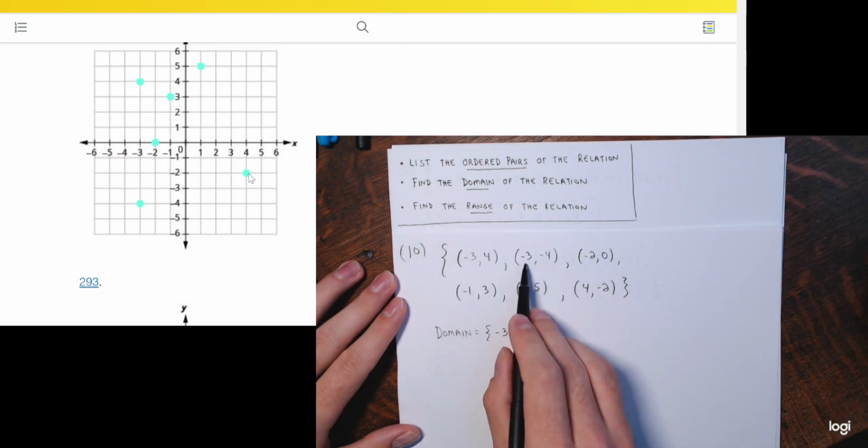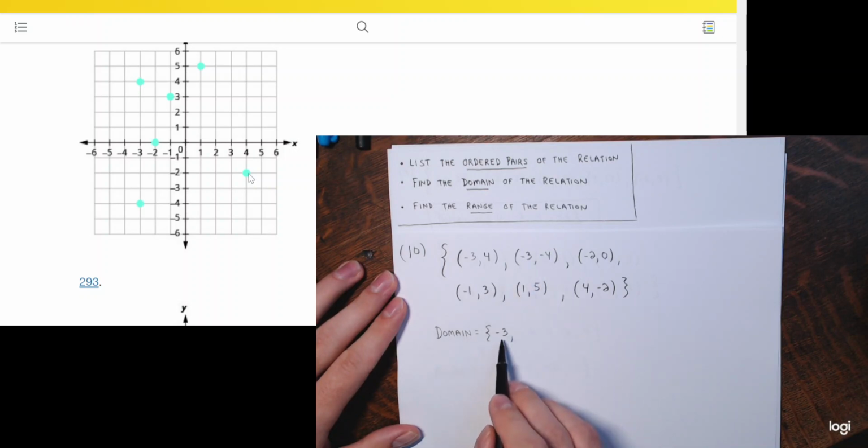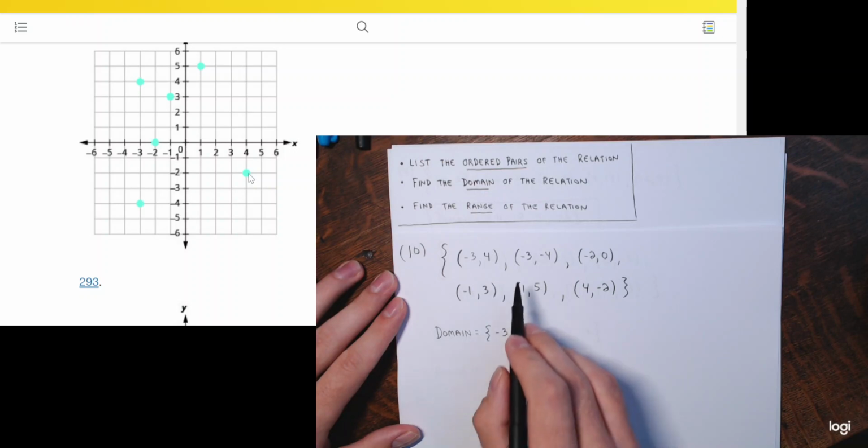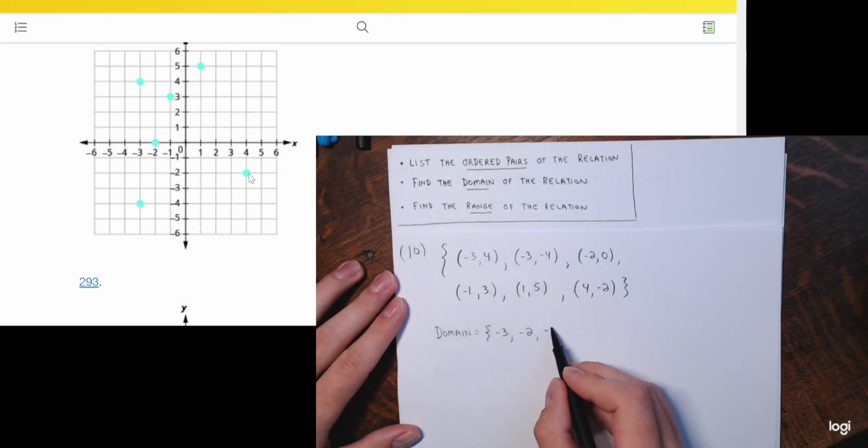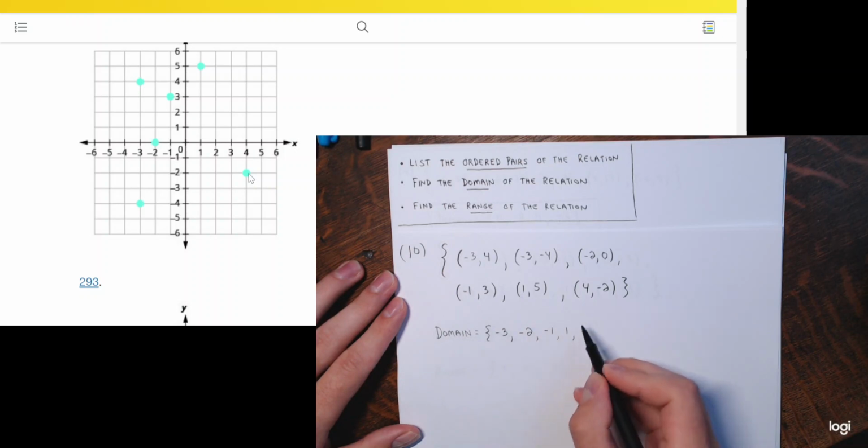-3 again, but I've already written -3, so I don't need to write it again. Then we have -2 is in the domain, -1, +1, and +4. And close the braces. There's the domain.